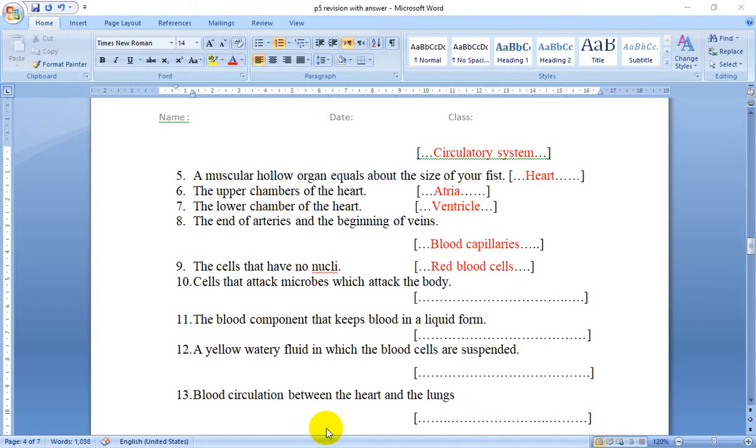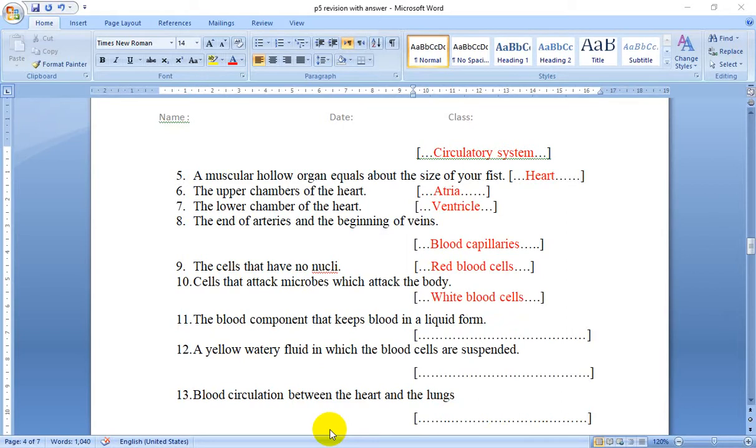Cells that attack microbes which attack the body. So the army of the body, the white blood cells. So cells that attack microbes which attack the body, this is white blood cells.